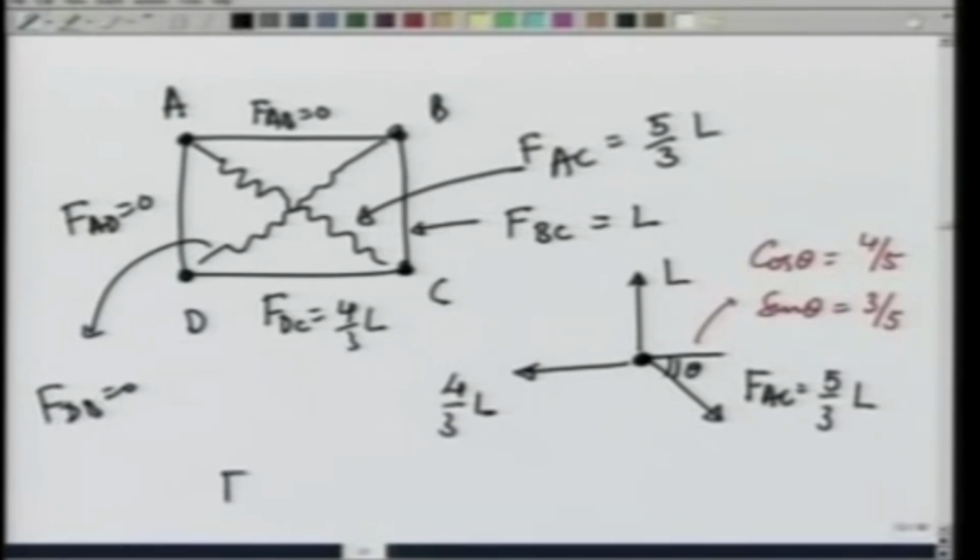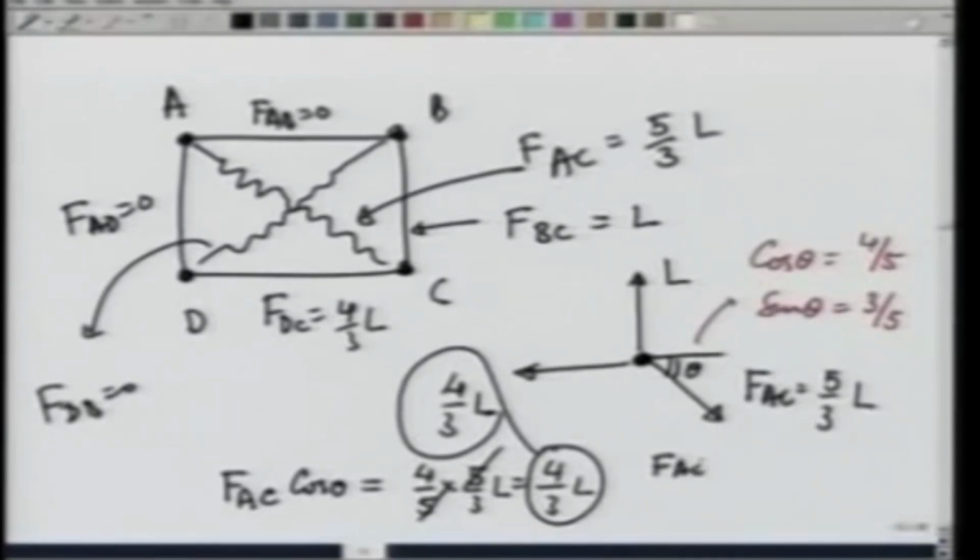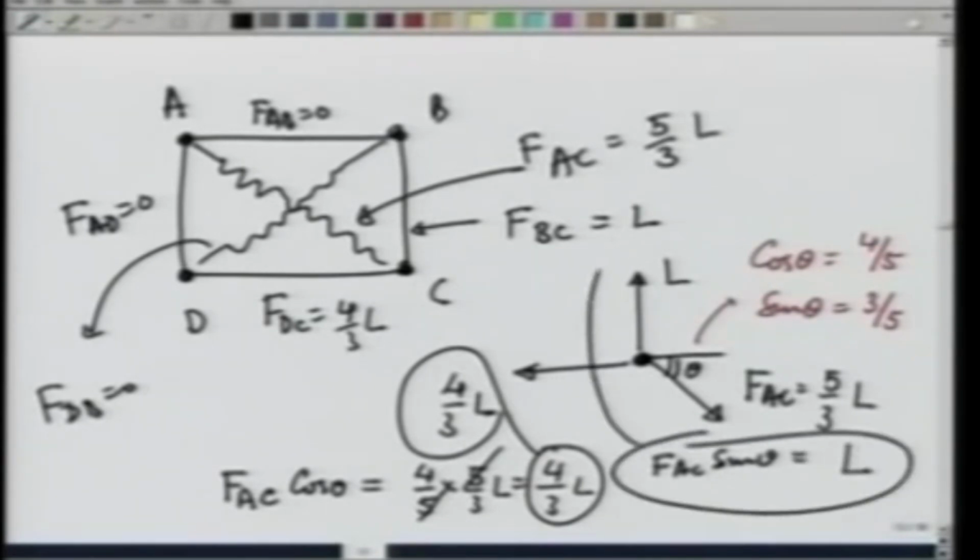So, F_AC cosine of theta comes out to be 4/5 times 5/3 L, which is 4/3 L, and this force is going to balance this force out. So, horizontal forces are 0 and F_AC sine theta comes out to be 3/5 times 5/3 L, which is L, and this force is going to balance out this particular force, and therefore, point A is in equilibrium and we have solved the problem correctly.